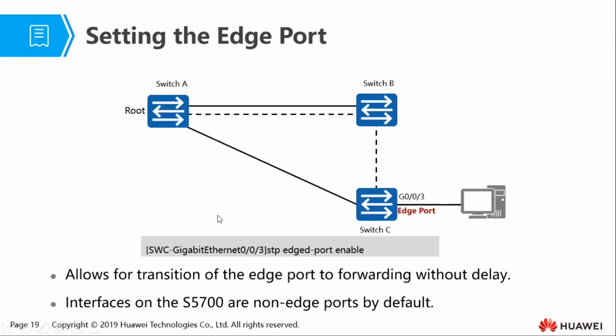Then we are generally required to set interfaces that connect to end devices as edge ports. Why? So that they can transit from the disabled or blocking state directly to forwarding state immediately without any delay.